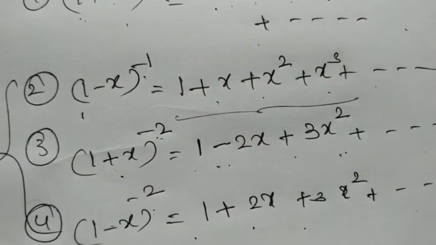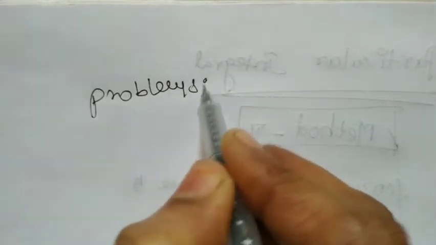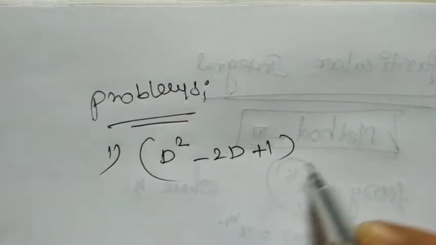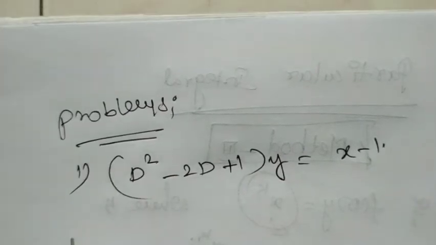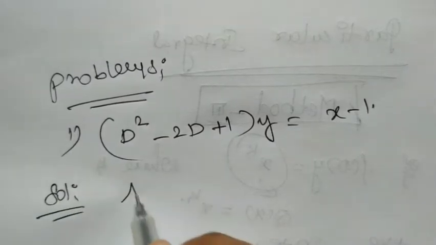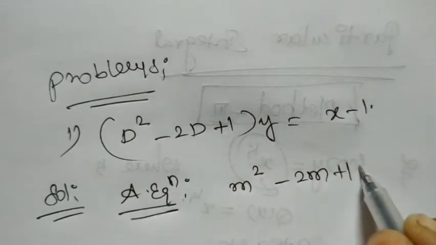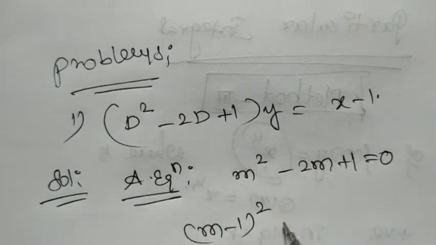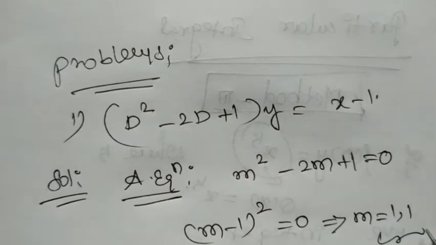Here I am taking the first problem: (D square minus 2D plus 1)y equals x minus 1. To find the complementary function, first write the auxiliary equation: m square minus 2m plus 1 equals 0. This can be written as (m minus 1) whole square equals 0, then m equals 1, 1. So the roots are real and equal.